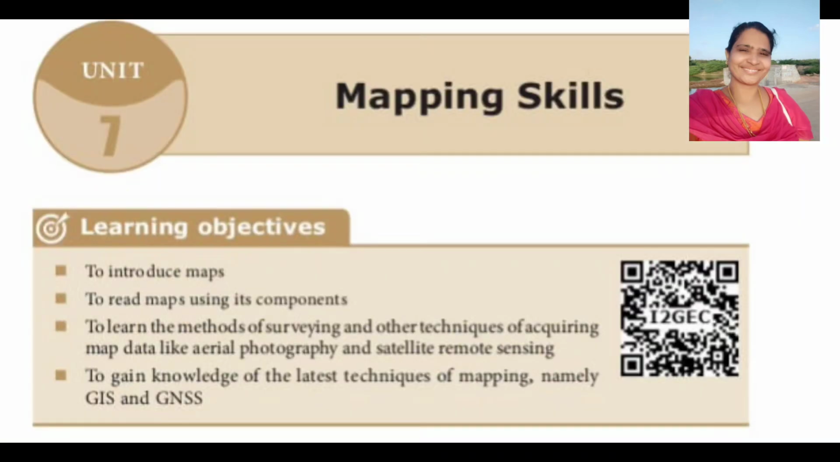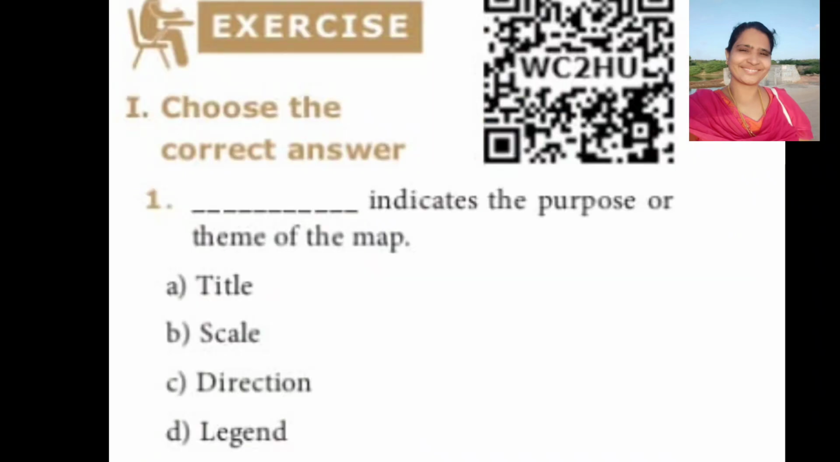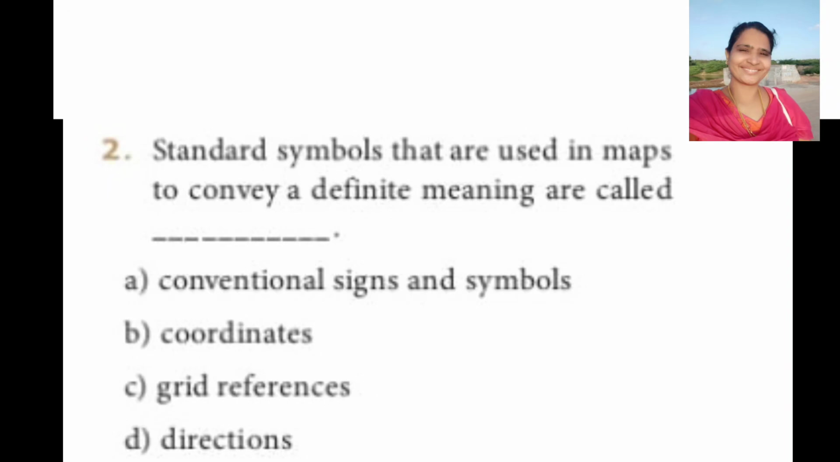Dear children, today we are going to do the book back exercise. Roman number 1, choose the correct answer. Dash indicates the purpose or theme of the map. Your options are title, scale, direction, legend. So what is the answer? Title.